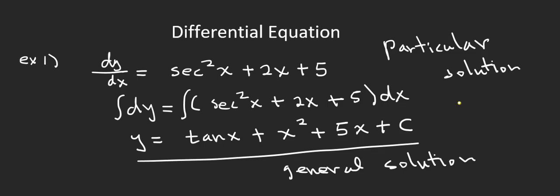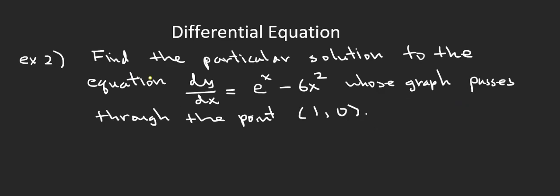in example 2. Now in example 2, we need to find the particular solution to the equation dy over dx is e to the x minus 6x squared, whose graph passes through the point (1, 0). So notice the key word here is particular solution. That means we're able to find the value of c after you take the antiderivative or integral of both sides.